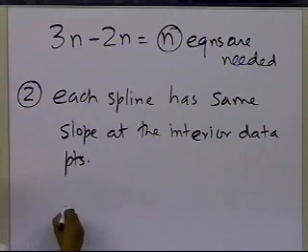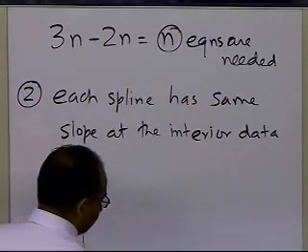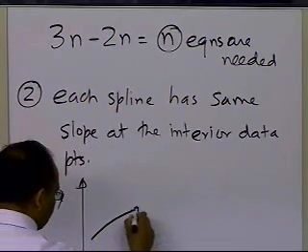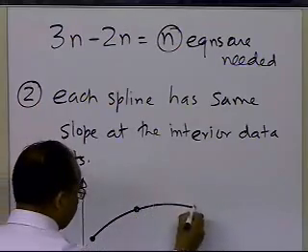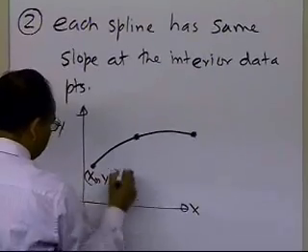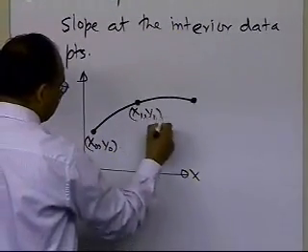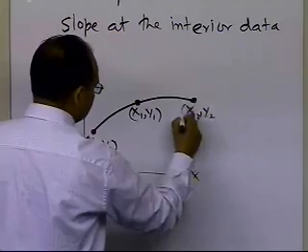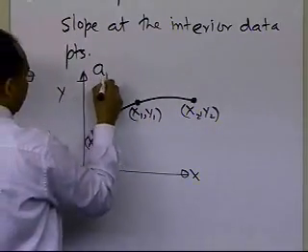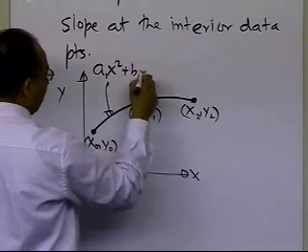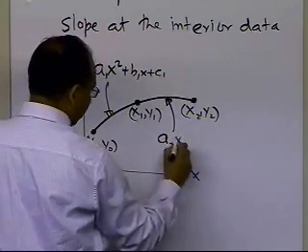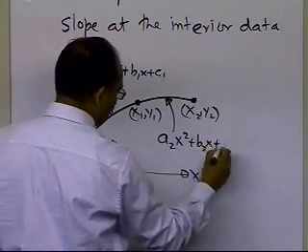So let's suppose I again draw this for the sake of completion. If I look at the first two data points, and then the next two data points right here, this is x naught, y naught, this is x1, y1, and this is x2, y2. Now I know that the spline which goes through those first two data points is a1x squared plus b1x plus c1, and the spline which goes through the next ones is a2x squared plus b2x plus c2.